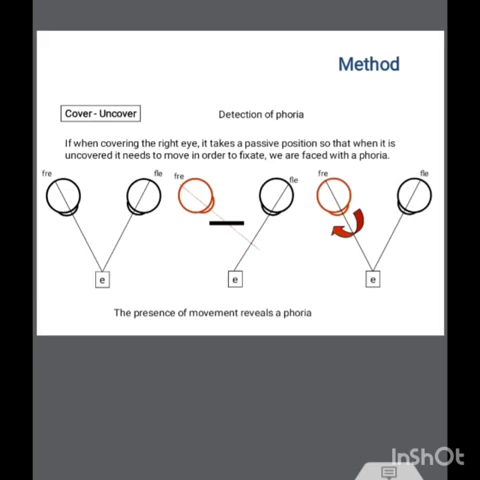Next type is cover-uncover test. It is helpful in detecting phoria. It is done by occluding one eye and observing the movement of the eye after uncovering. So, while covering the right eye, if it takes a passive position so that when it is uncovered, it needs to move in order to fixate, then we are faced with a phoria.